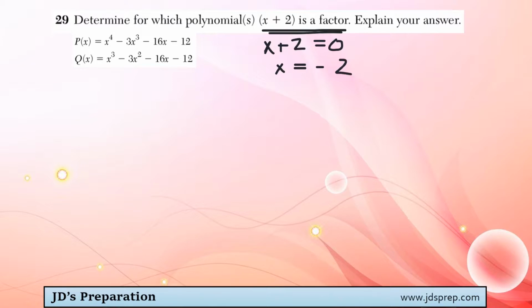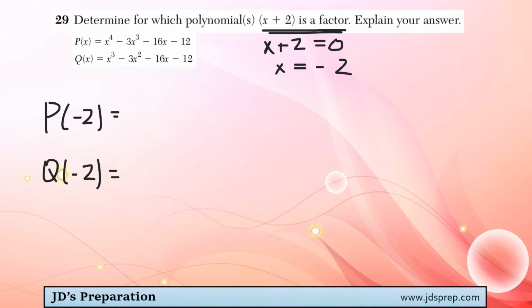So what we're going to want to do is calculate what p of -2 is equal to, as well as q of -2, because one of them is going to result in an answer of 0, and that's the one that will prove to us that x plus 2 is indeed a factor.